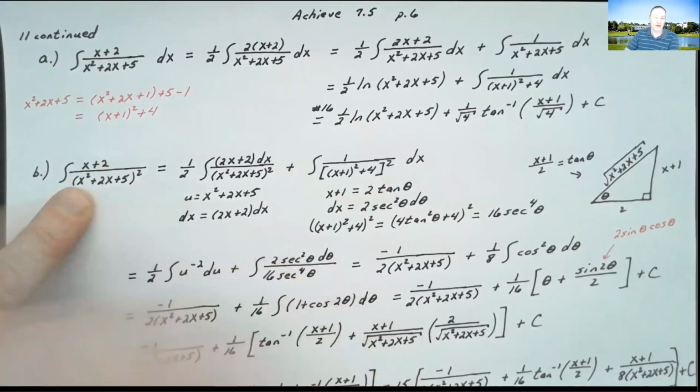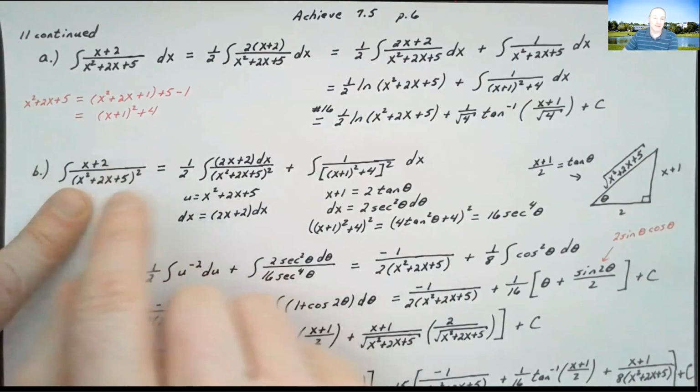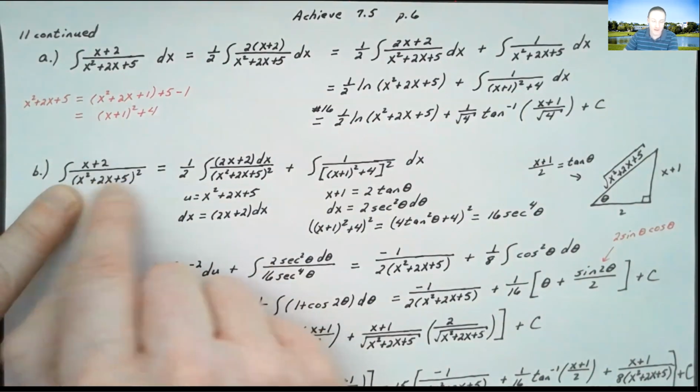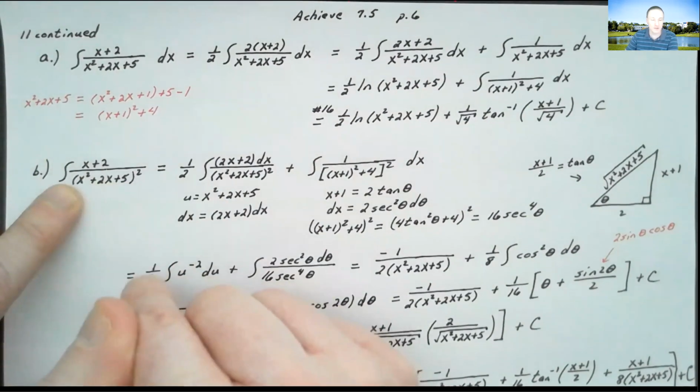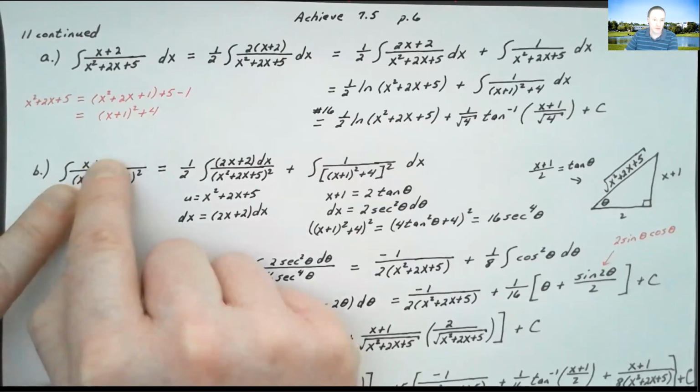I have x plus 2 over the group x squared plus 2x plus 5 squared. Yet again, I would like to try to get in that numerator the derivative of what's inside the denominator, because then I know substitution would be helpful. So I'd like to get that numerator to be 2x plus 2.